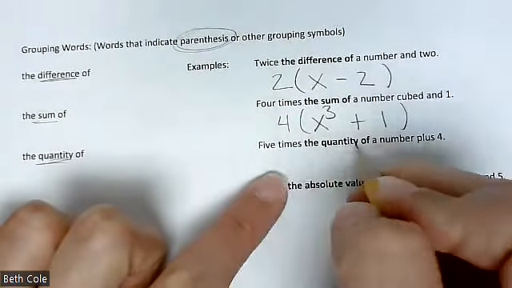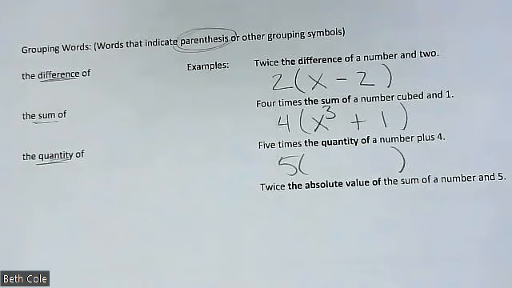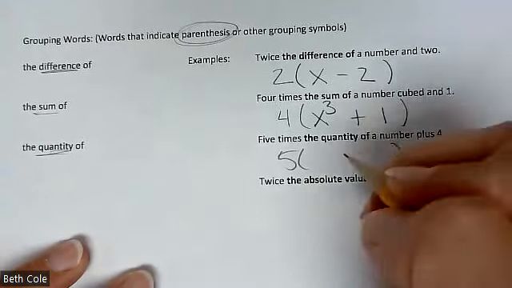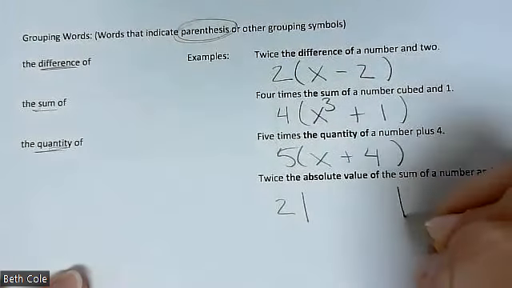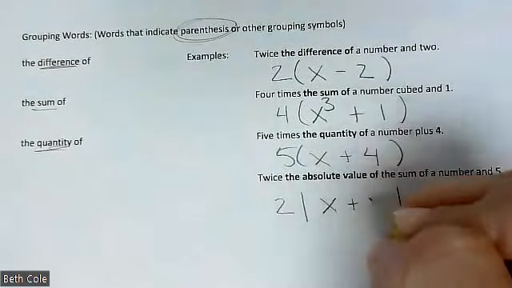So this one is 5 times the quantity. So it's going to be 5 times something in parentheses, a number plus 4. So what would we put in the parentheses? Yep, x plus 4. Cool. And then last one of these, twice the absolute value. So just instead of parentheses, you would put the absolute value bars. And inside of there, it says the sum, that means adding, a number and 5. So it would be x plus 5.